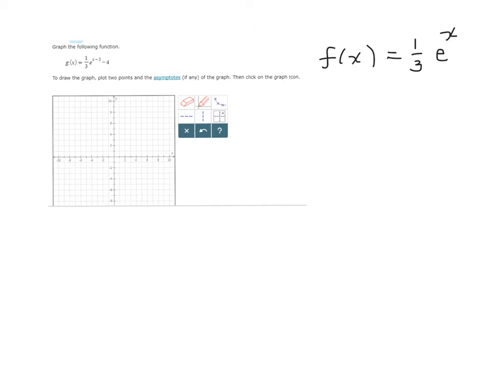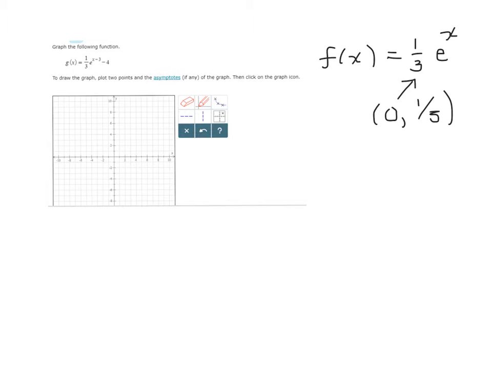So in this problem, Caroline, we're given the function g of x, and g of x belongs to the family of exponential functions that I have labeled over here in my upper right-hand corner, f of x. The number in front of the base of our power is always the y-intercept. So this particular function would pass through the y-axis at 1/3.